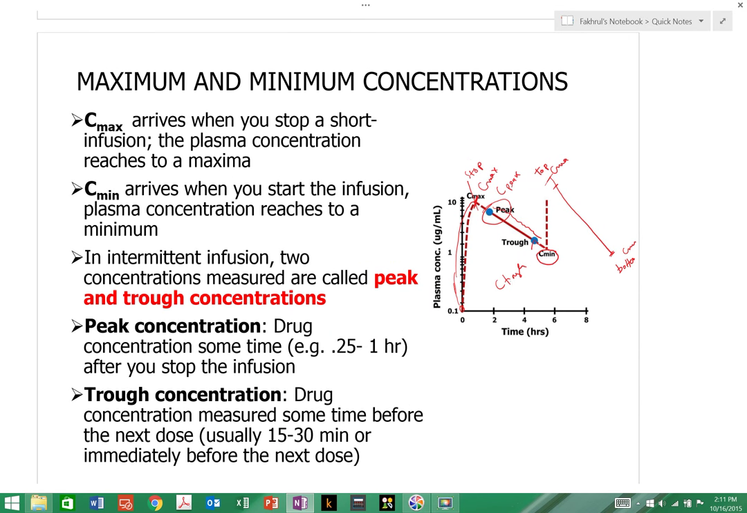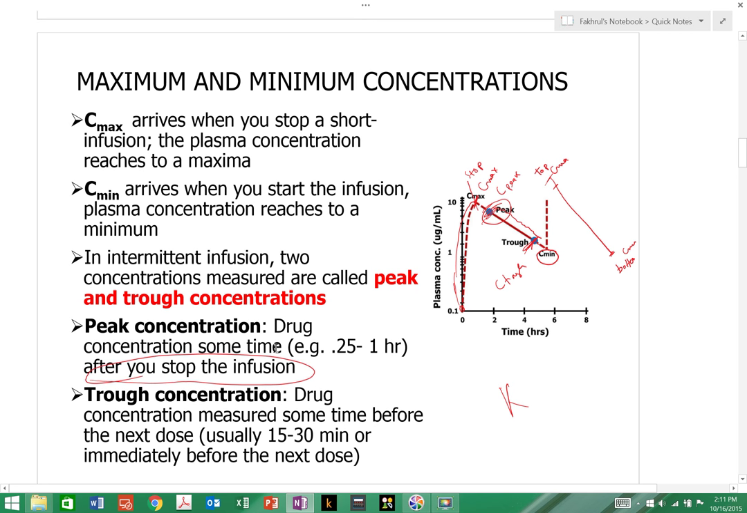Cmax arrives when you stop a short infusion and plasma concentration reaches maximum. Cmin arrives when you start another infusion. And in case of intermittent infusion, we do not use Cmax and Cmin to calculate K. To calculate K, we use these concentrations. And that's why all the complexity comes from. Usually drug concentration is measured some time after you stop the infusion.